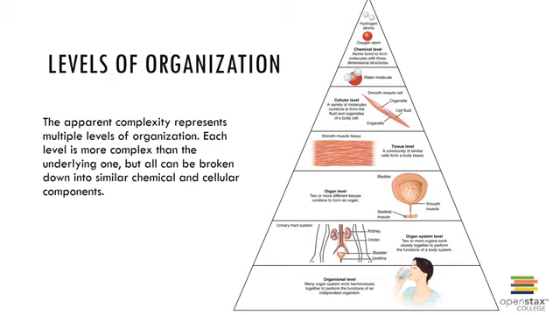And then we have the tissue level. Tissues are groups of similar cells. A tissue level is a group of cells that have a common function. So these are cells that work together to perform one or more specific functions. Examples would be muscle tissue, nerve tissue, connective tissue, or even epithelial tissue.